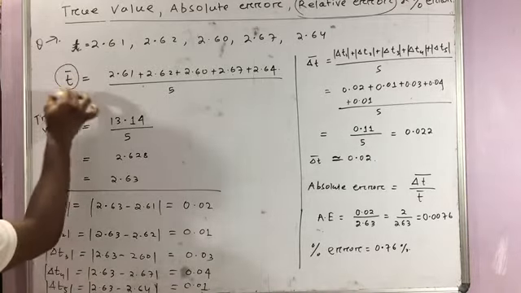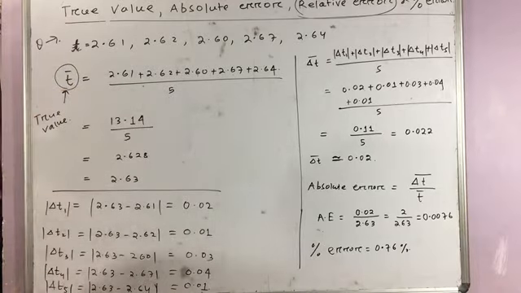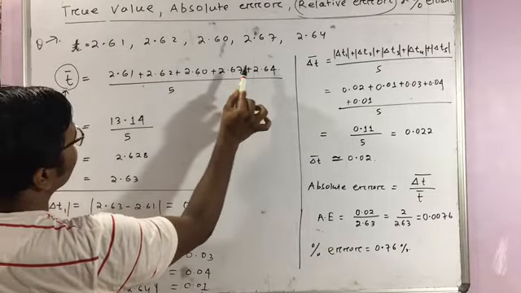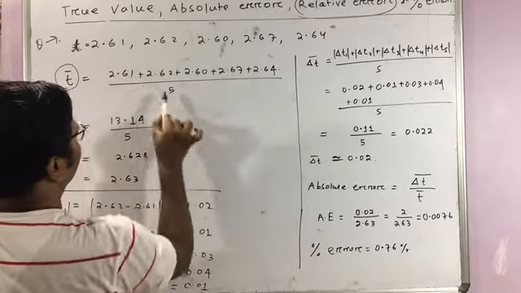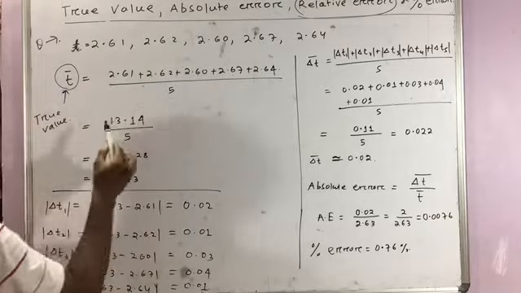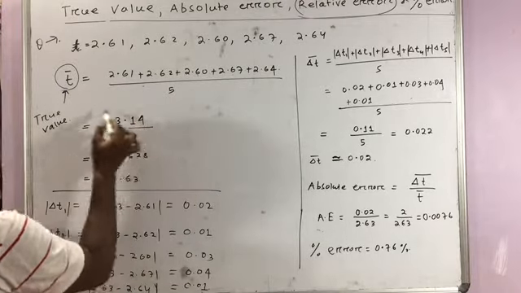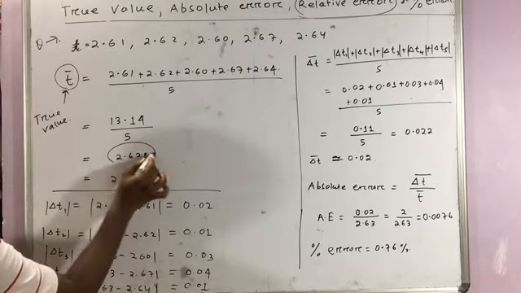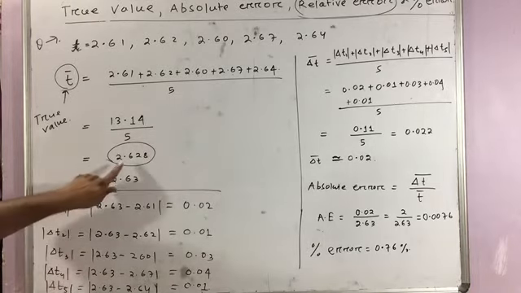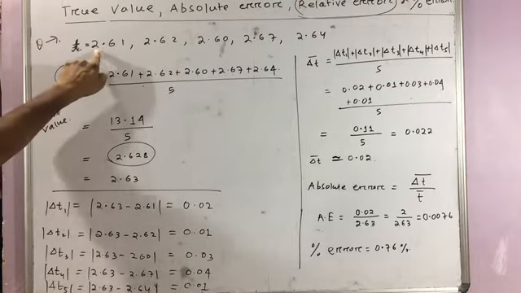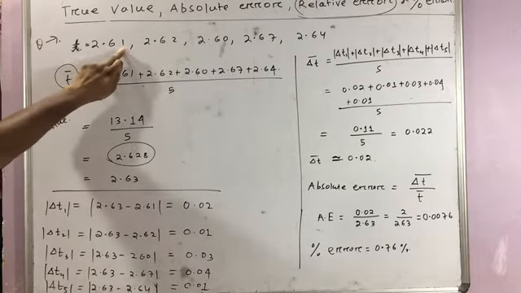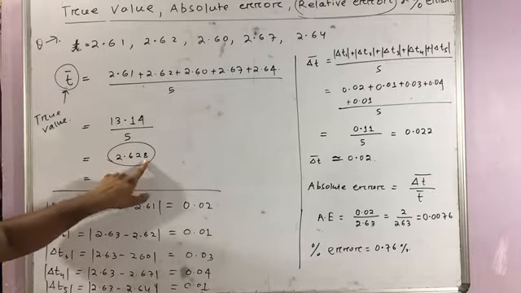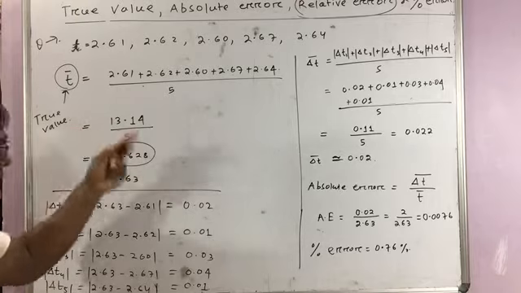First you need to find the most accurate value, the true value or the mean value. The formula is T1 plus T2 plus T3 plus T4 plus T5 divided by 5, as there are 5 observations. If you add all these numbers, you get 13.14, divided by 5, and you get 2.628. Clear? So our measured values are up to 2 decimal places, but your calculated value is coming to 3 decimal places. So in this case, you need to round up.